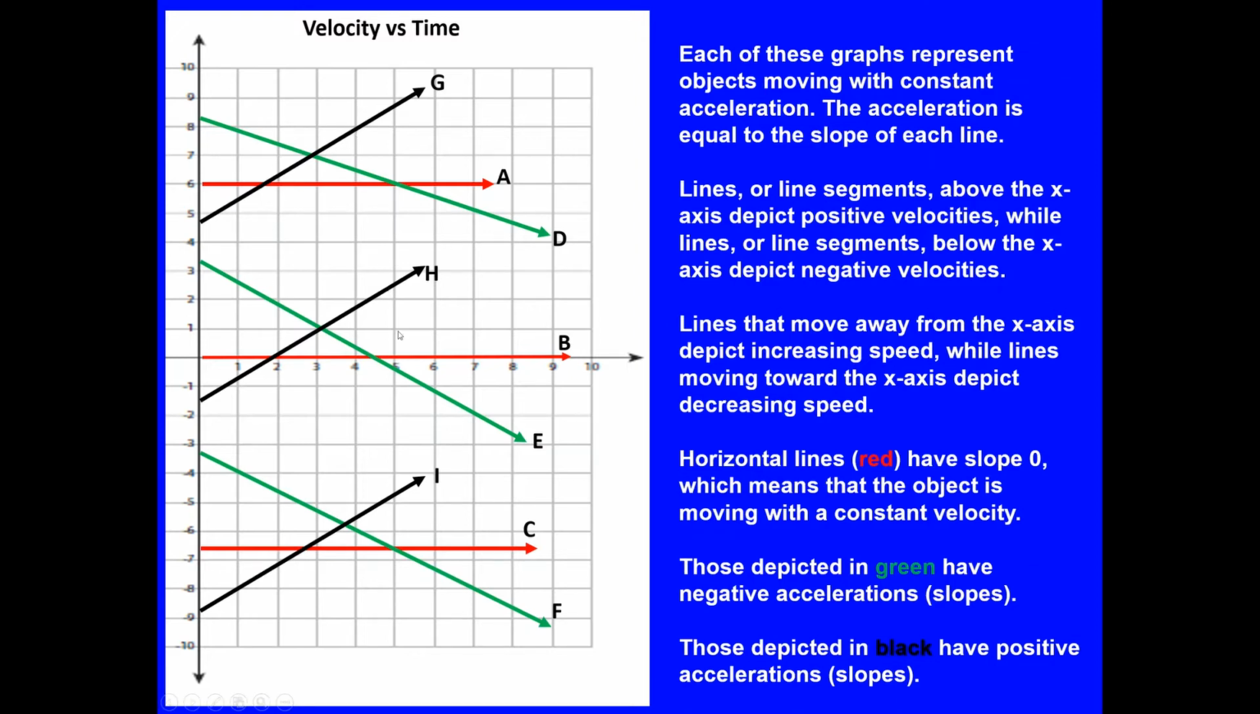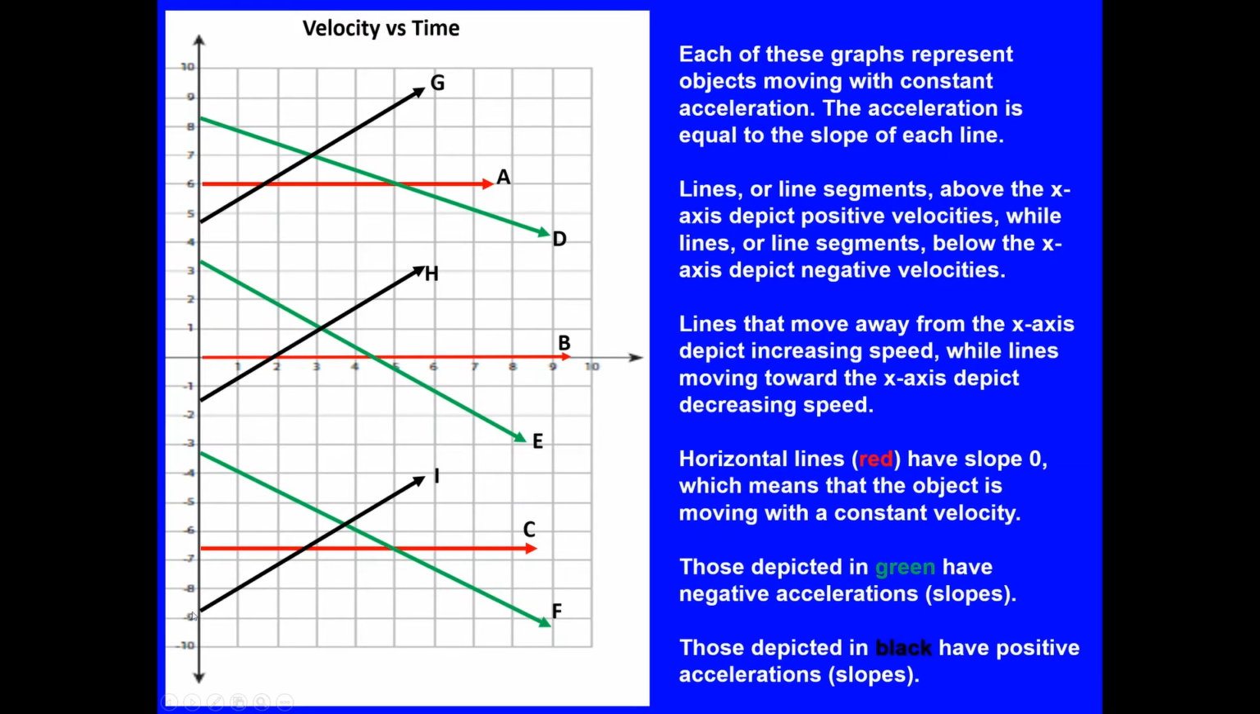Lines G, H, and I all have positive slopes, which means you have positive accelerations. Lines D, E, and F all have negative slopes, so you have negative accelerations. Now, having a positive acceleration does not necessarily mean that you're speeding up. In fact, line I has a positive slope, so a positive acceleration, but it's slowing down.